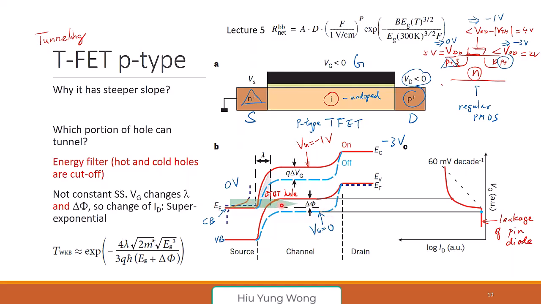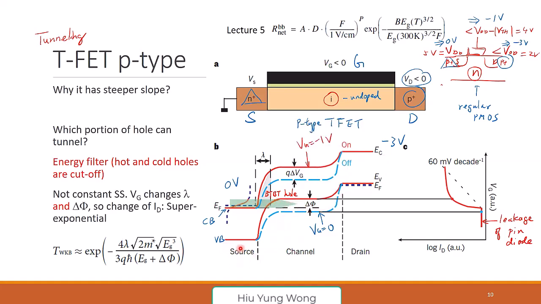So as a result, before the valence band touches the conduction band level, I don't have any band-to-band tunneling current. So my current is very low, just leakage. Once the valence band of the channel is at the same position as the conduction band or Fermi level of the source, that is this level, then I can start having band-to-band tunneling. And the hole tunnels to here, then they will just drift to here.